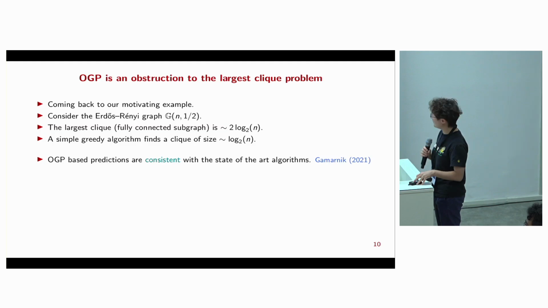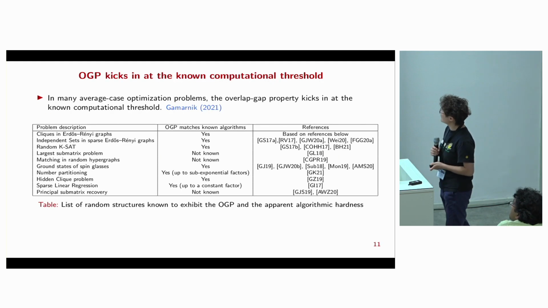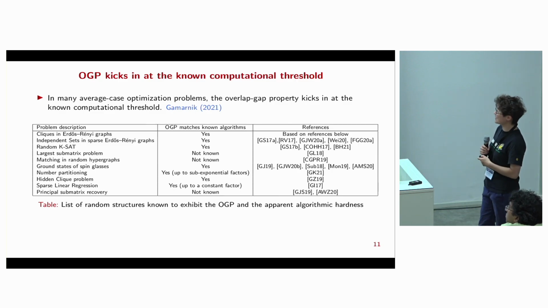And this is not just for the largest clique problem. There are a lot of these models here. This is again in David Gamarnik's survey. So in many such average case optimization problems, the overlap gap property kicks in at the known computational threshold.